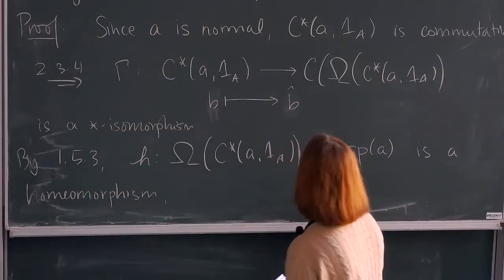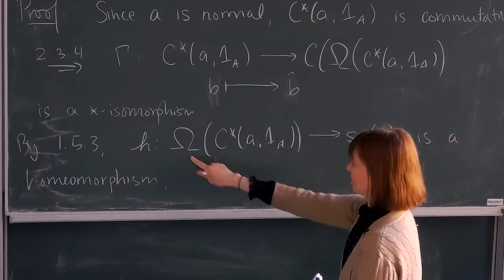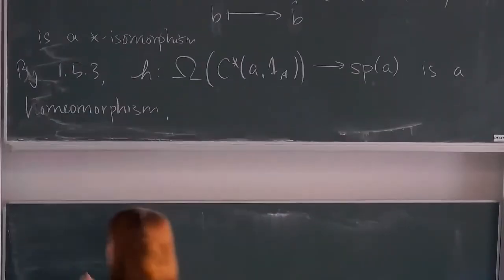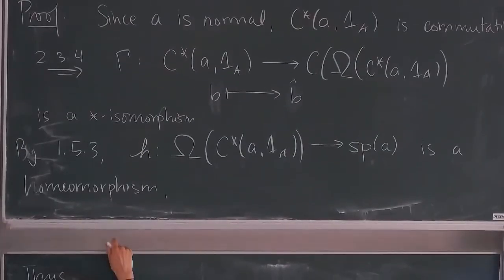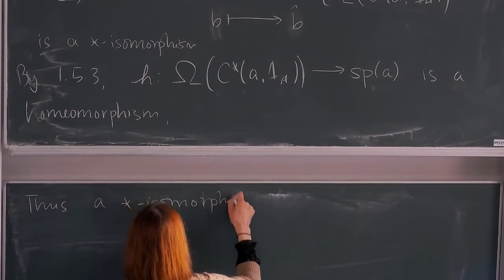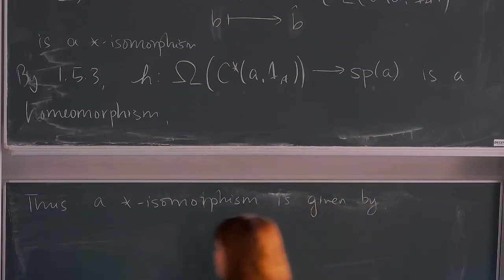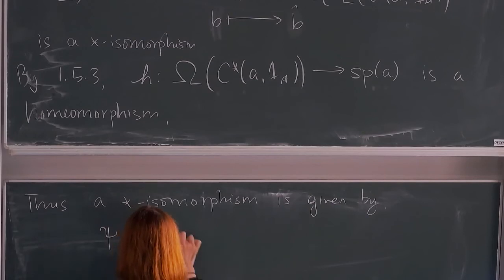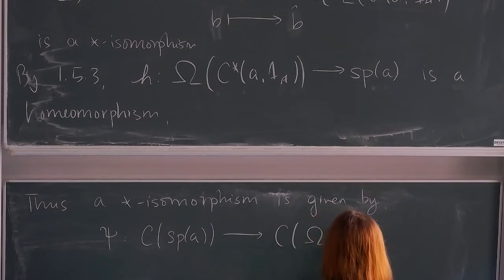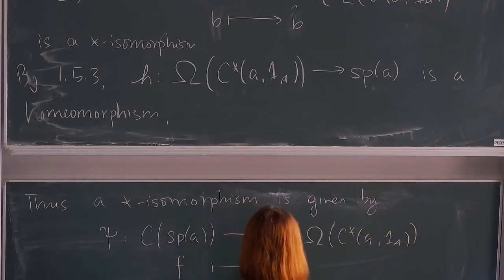So that allows us to define a map from the continuous functions on the spectrum to the continuous functions on this character space by composing with H. So we have a star isomorphism from continuous functions on the spectrum to continuous functions on this character space, by mapping a function F to F composed with H.